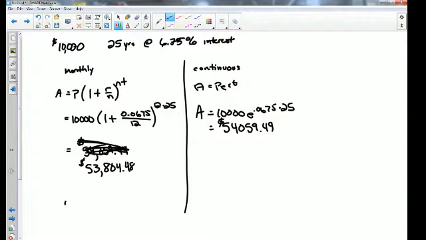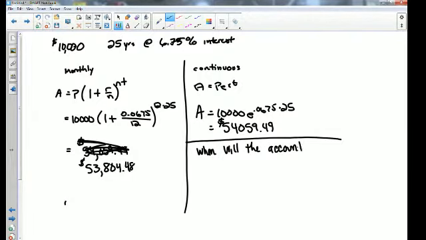We could ask this question: when will the account double? Tomorrow, right? We could ask that question. So you just put X in for the T. In theory, it should be at 40 years. We do not have the knowledge yet to do this one. You need what's called the natural log. Well, you need logarithms for both of these.